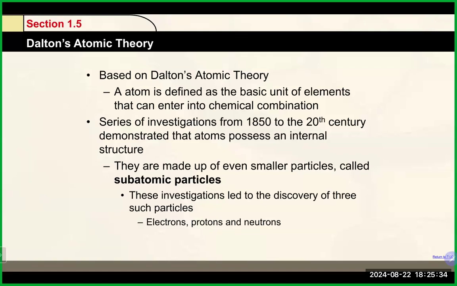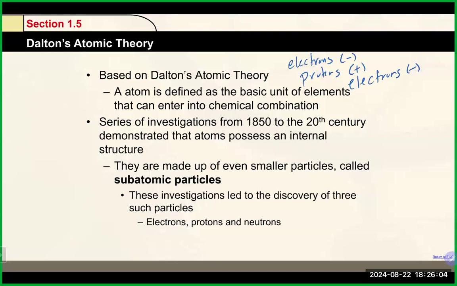A lot of experiments determined that although atoms are obviously extremely small, they actually do possess an internal structure. And that internal structure is where we have our subatomic particles. Those are the three that we just talked about: electrons, which are negatively charged, protons, which are positively charged, and neutrons.